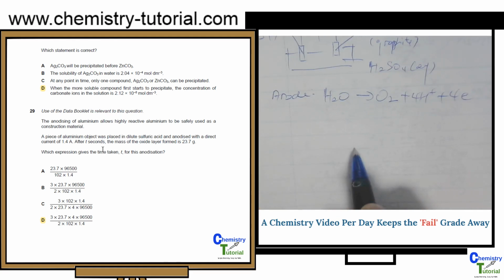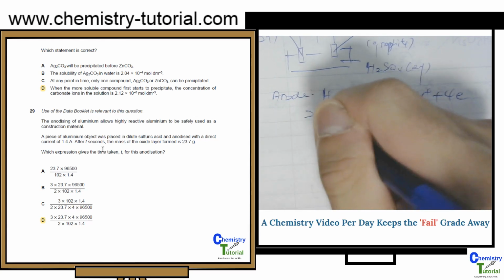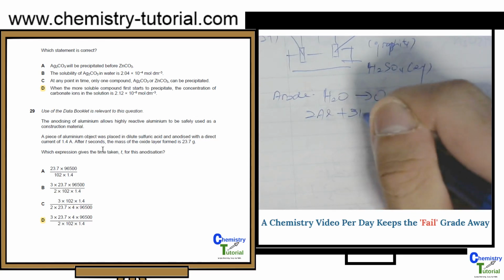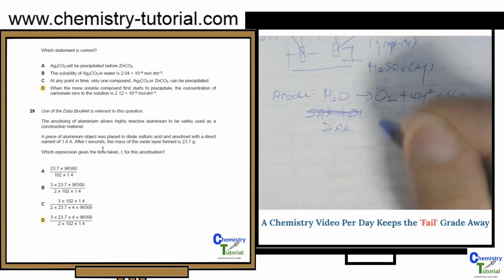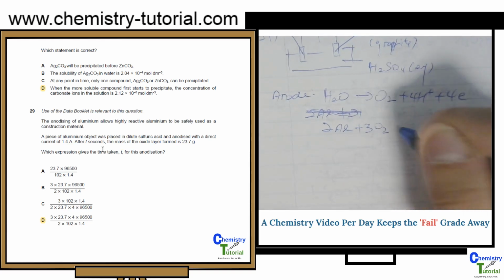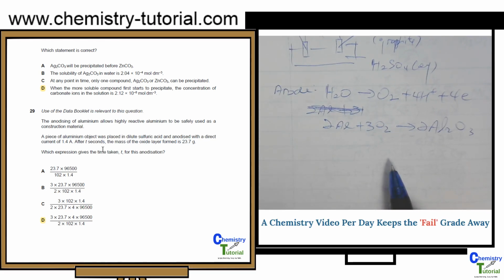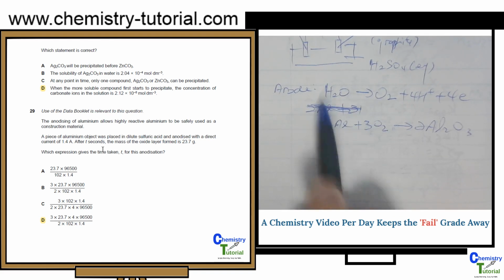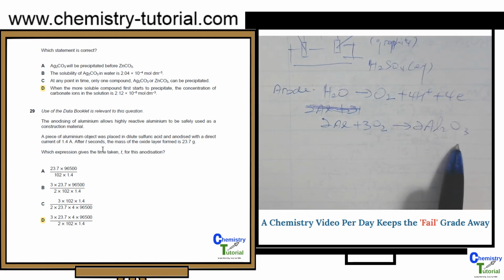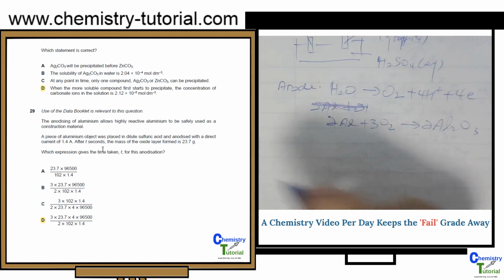Okay. And then after that, the aluminium: it should be 2 Al plus 3 O2 to give you 2 Al2O3. The aluminium itself will then react with the oxygen that was produced from the water to form your aluminium oxide, the impervious and impermeable layer. Now we can start to solve this question.